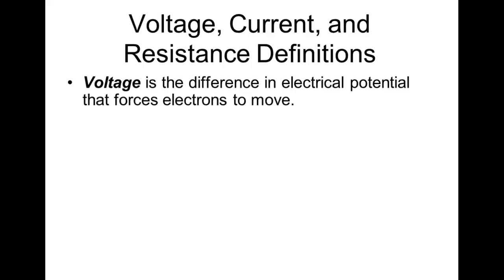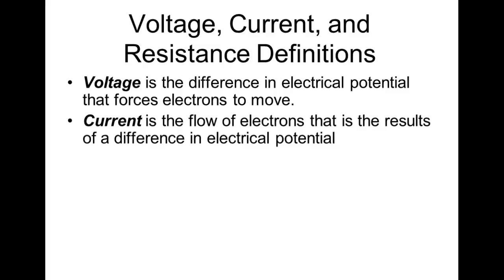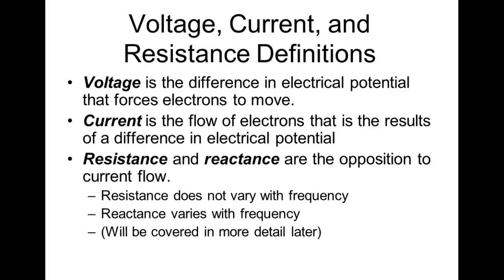So voltage is a difference in electrical potential. So there's your pressure that forces electrons to move. Current is the flow of electrons that is the result of a difference in electrical potential. Everybody okay? And then resistance or reactance are opposition to current flow. And we'll look at this more later on.